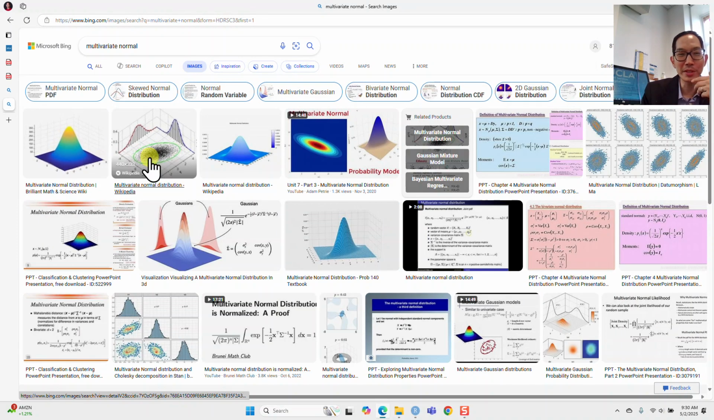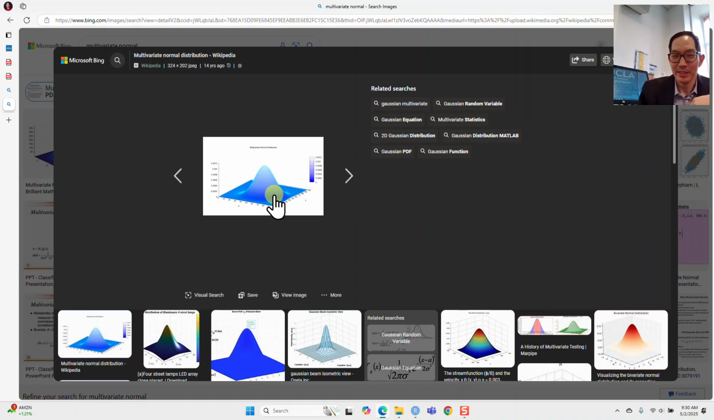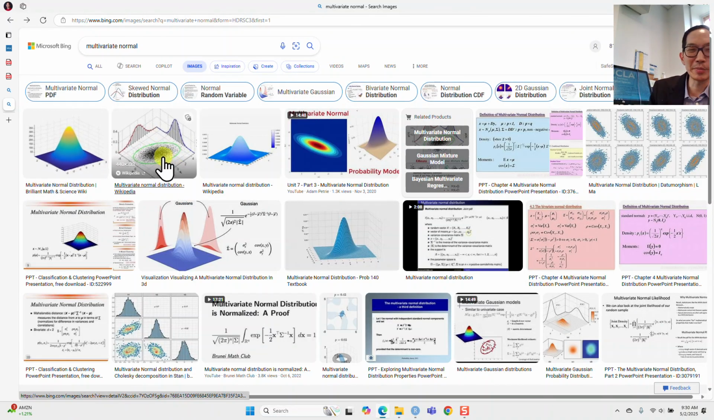Yeah, so they look like, right? So this is one. Why is this so small? One lovely picture, right? It just kind of looks like a hill. It's like you've taken the normal distribution and spun it around and made a hill.